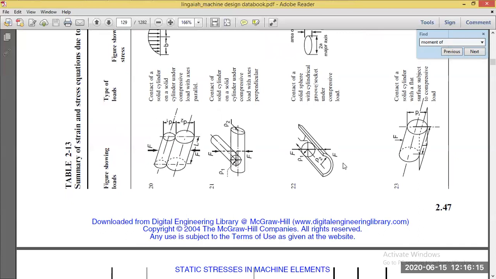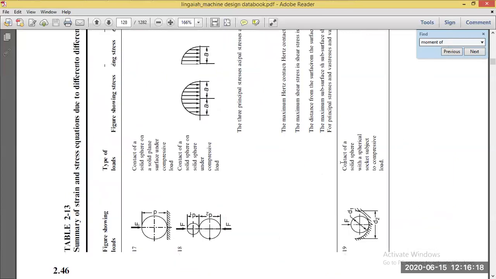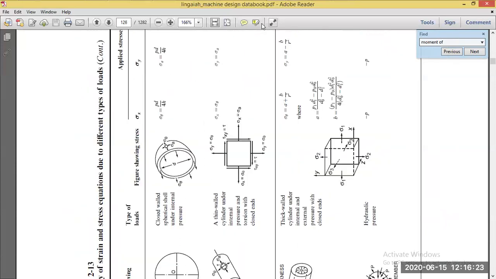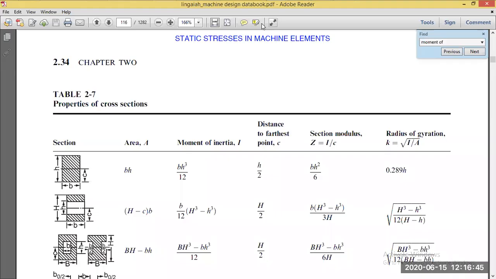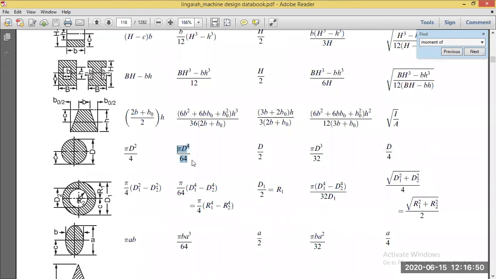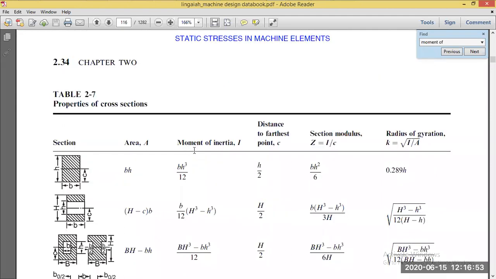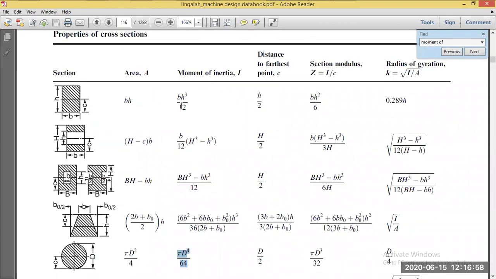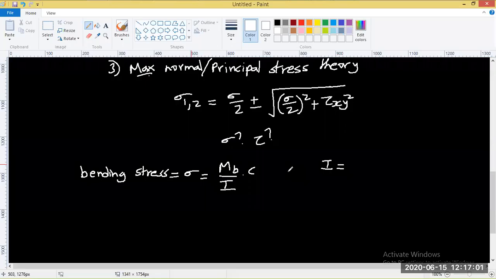A similar table like this. So let's say here in table 2.7 for circular cross section, what is the moment of inertia I? So moment of inertia I is given as pi d power 4 by 64. So this value we need to plug into the equation. Similarly, c is d by 2.